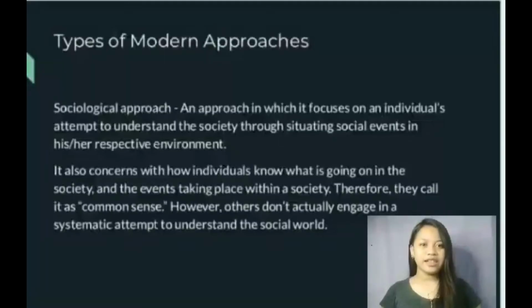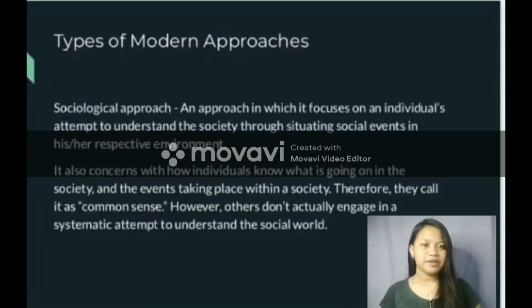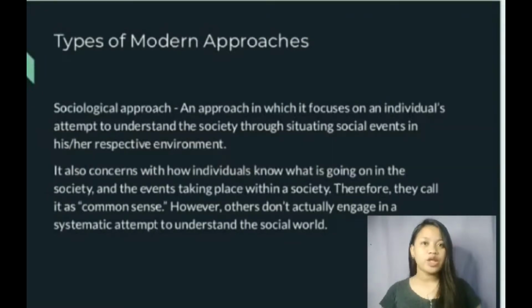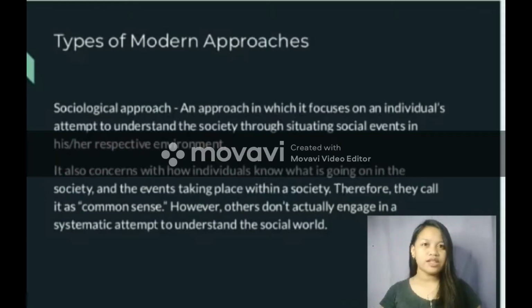I am going to tackle the first type of modern approaches, which is the sociological approach. So, the sociological approach is an approach which focuses on the individual's attempt to understand society through situating social events in his or her respective environment. For example, social structure, culture, history, and trying to understand social phenomena by collecting and analyzing empirical data.